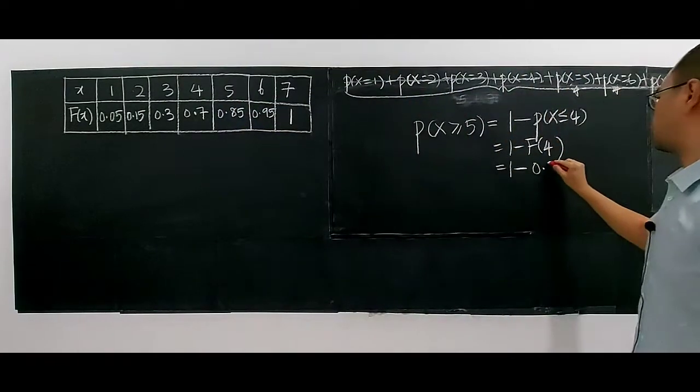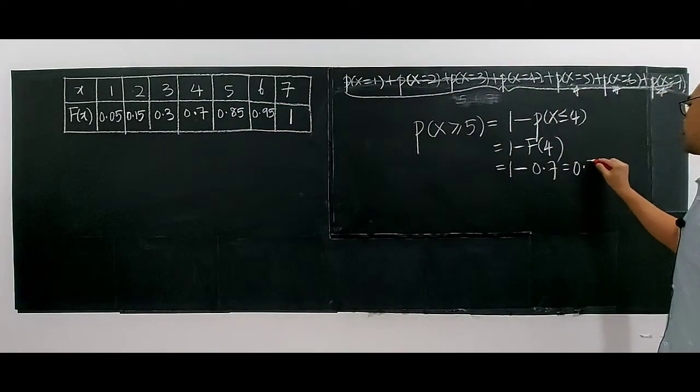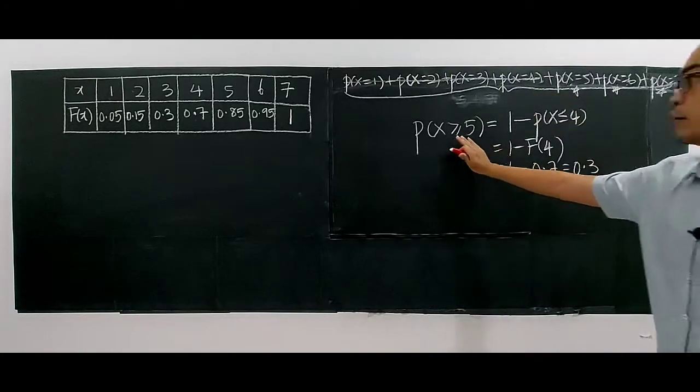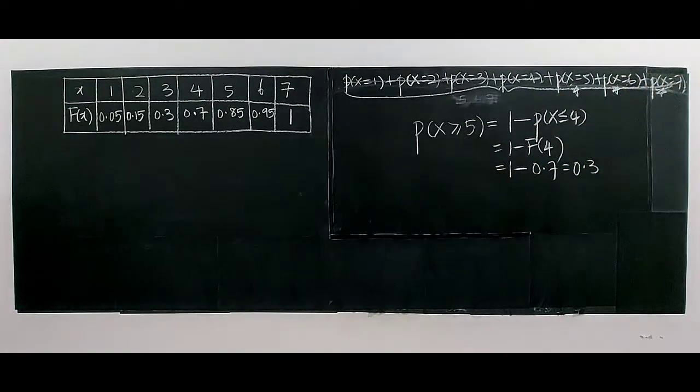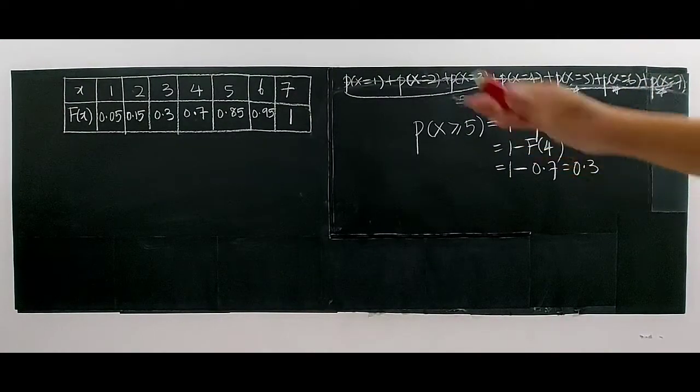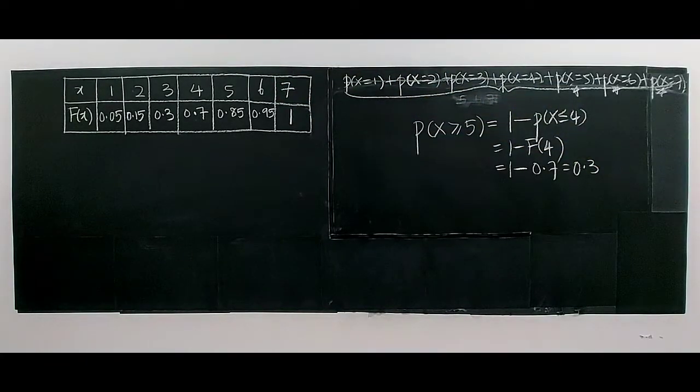0.7, right? Then you have 0.3. This means that the probability for x more or equal 5 will be 0.3 by using a cumulative distribution table.